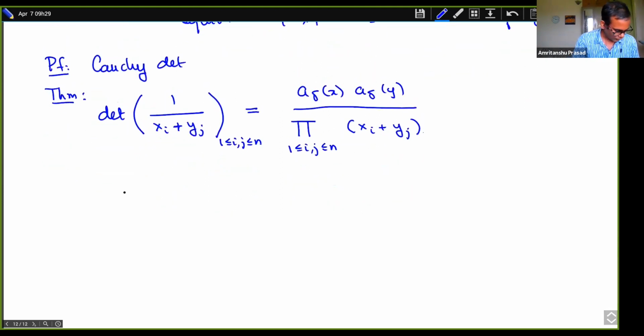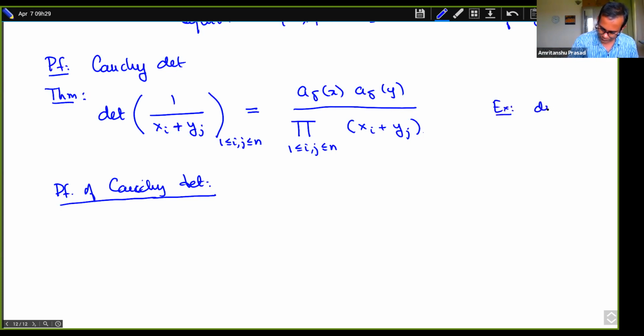Now let's look at this. The proof of the Cauchy determinant formula is here. Here's a nice exercise: evaluate the determinant of 1 over 1 plus ij, with i and j ranging from 1 to n.